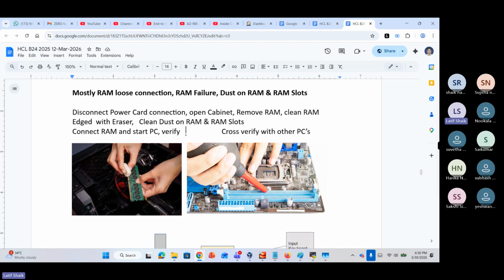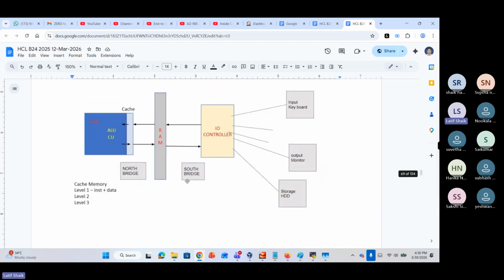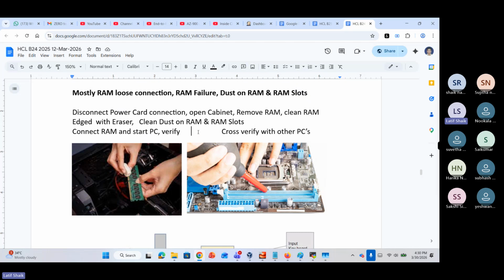Okay, mostly it is a RAM loose connection. I am currently facing this issue, and I also faced it earlier. What happened? I have a secondary laptop. There is one batch called entity database. For that batch I have to take the class from my home because more time is required. Okay, so 9 to 7 like that. It's a full-fledged training, not more than 8 hours.